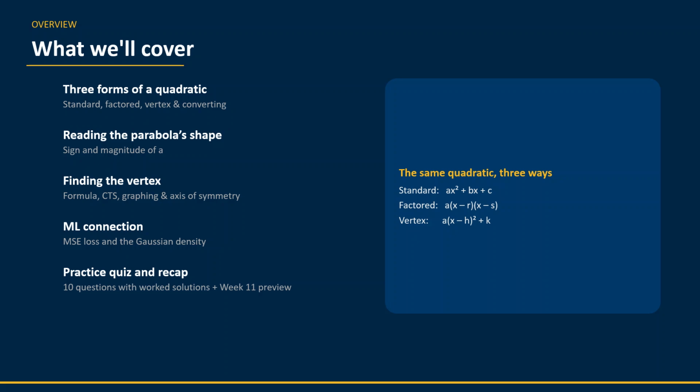Here is the agenda. We start with the three forms and what each one lets you read off easily. We use the leading coefficient a to predict opening direction and width. We find the vertex two ways, the formula x equals negative b over 2a and completing the square. We connect parabolas to mean squared error loss in machine learning and to the Gaussian density in probability. Then quiz, recap, and preview.